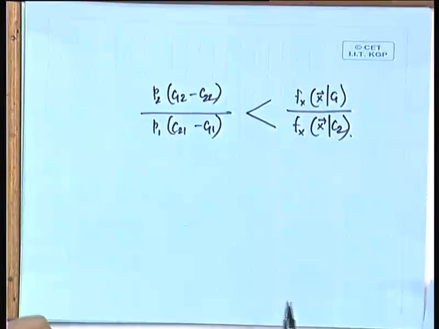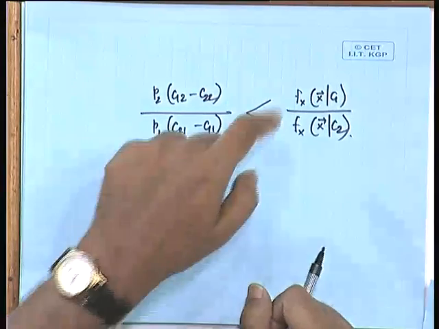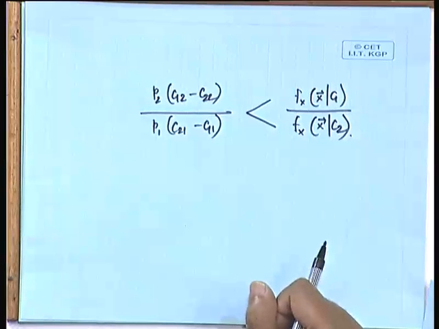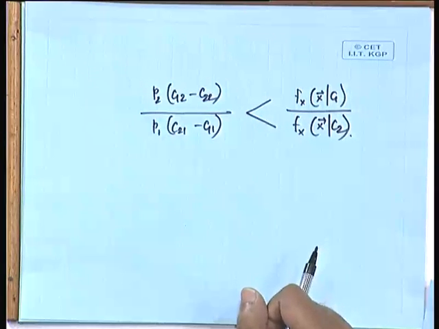This is a very interesting form. Now, here you see what is the first term. The first term is again something which is fixed, in the sense that we have assigned a priori probabilities P1 and P2, and we have also assigned the cost functions C12 and so on. So, this is definitely a fixed thing.